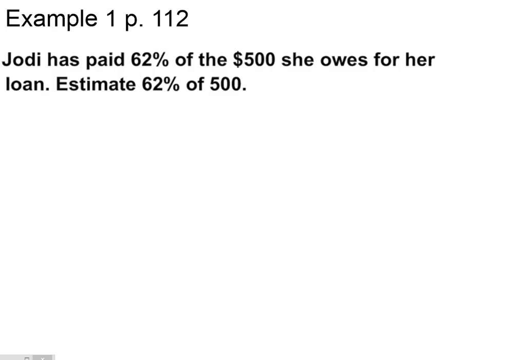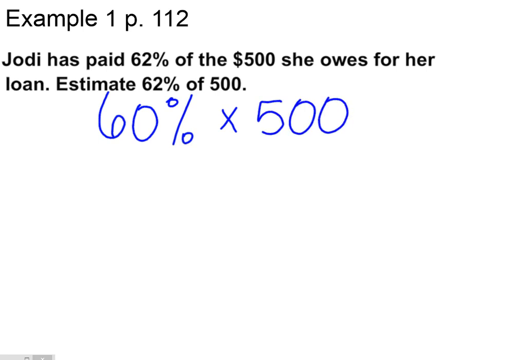Let's start with example 1 on page 112. It says Jody has paid 62% of the $500 she owes for her loan. Estimate 62% of 500. And as a review, the word of means to multiply. So let's take a look at 62%. We know 62% is pretty close to 60%. The word of means multiply, and so we're going to multiply it times the amount, which is 500.